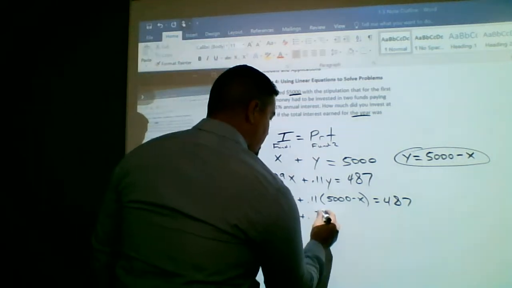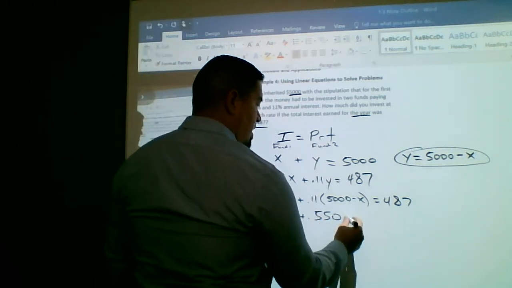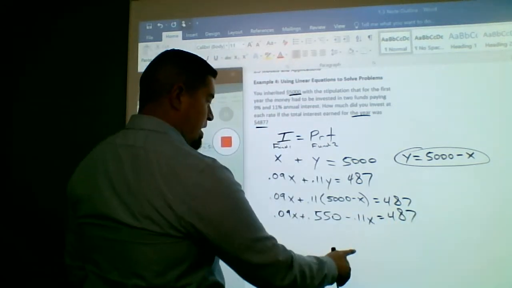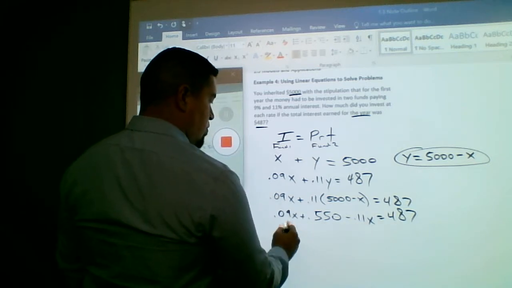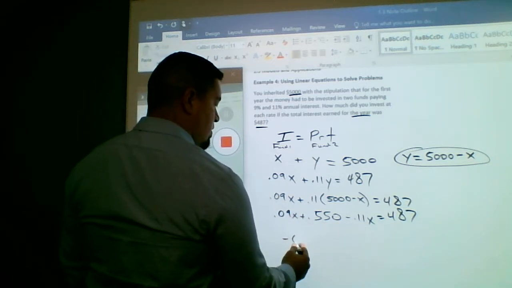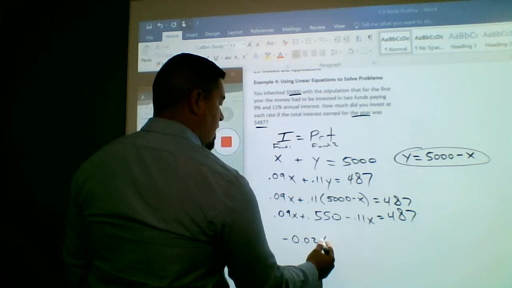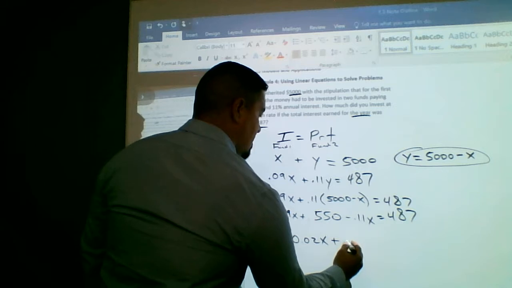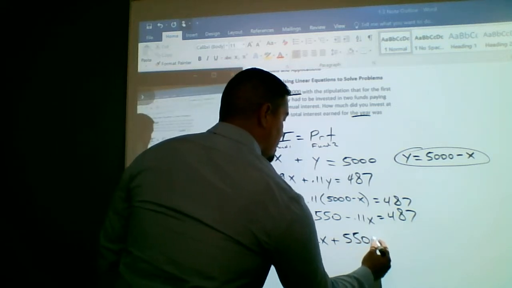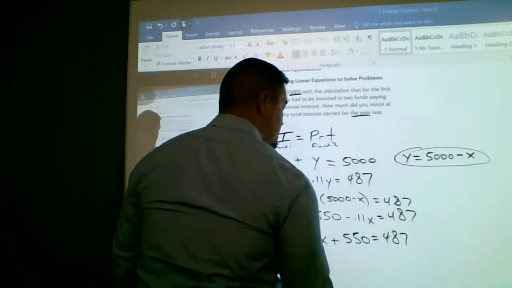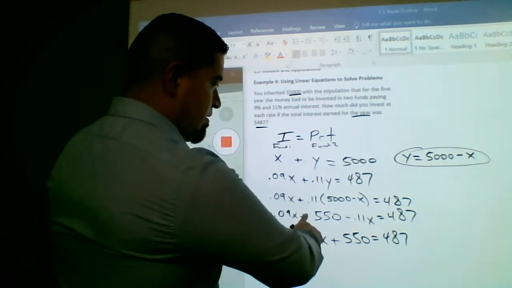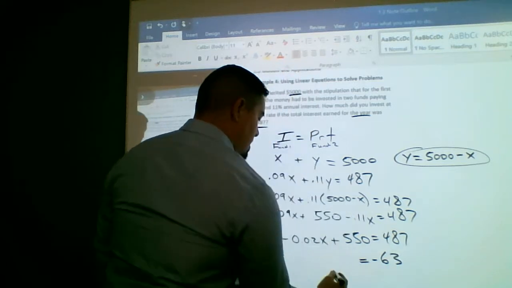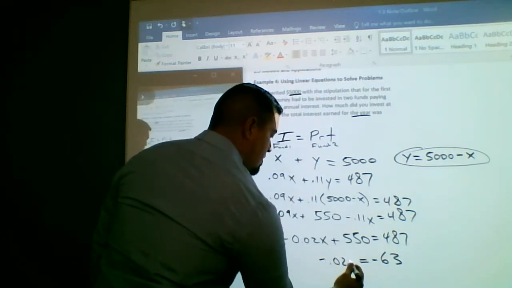So that's 550 minus 0.11x equals 487. Combine like terms, so this will be 0.09 minus 0.11, that's negative 0.02x plus 550 equals 487. Okay, then subtract 550 from 487, you get negative 63 equals negative 0.02x.